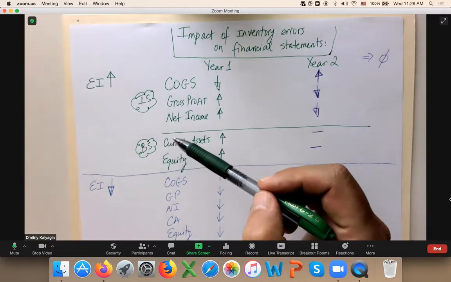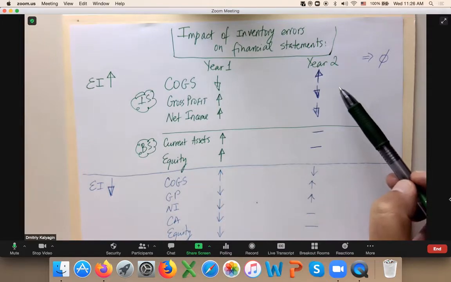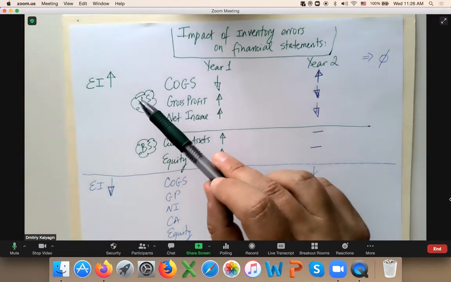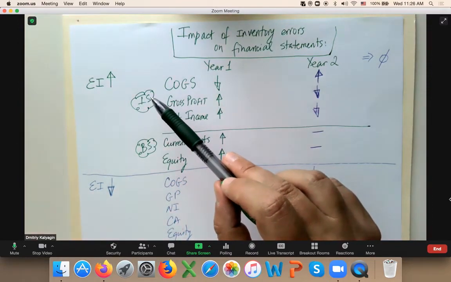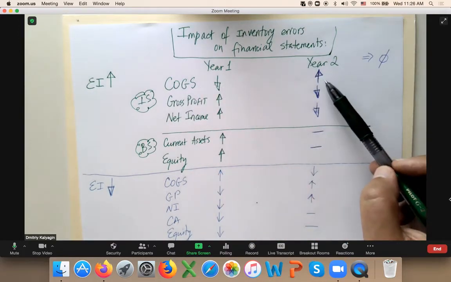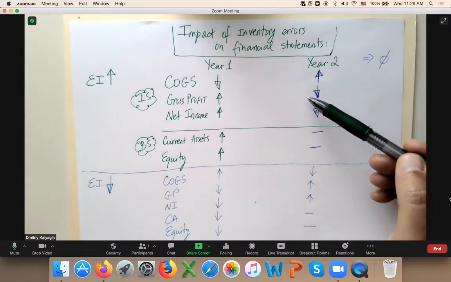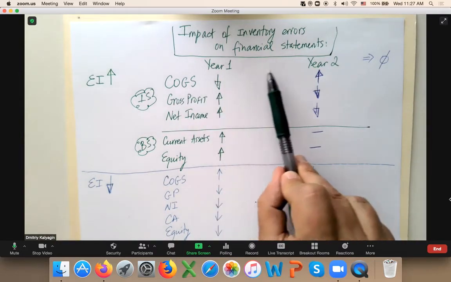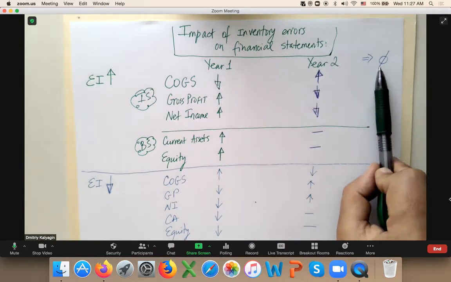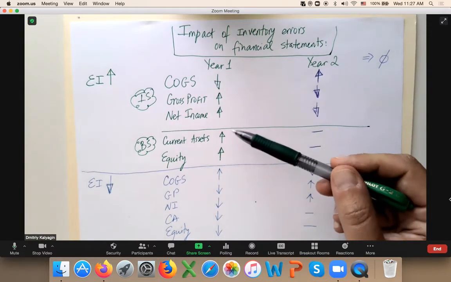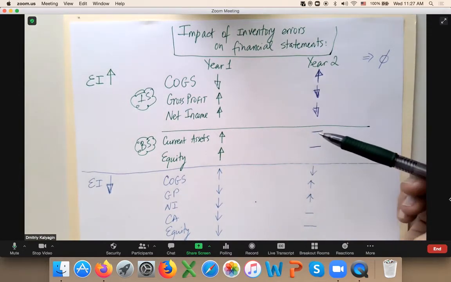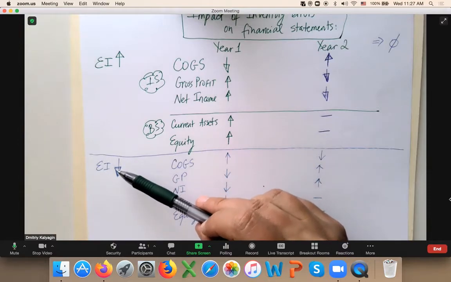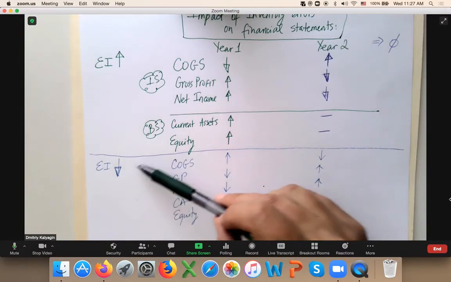In the second year, everything reverses, and because the ending inventory is too high, the beginning inventory will be too high, so the cost of goods sold the second year will be overstated, gross profit therefore will be understated, and net income will be overstated. And again, if you don't correct the error for 2 years, it will zero itself out. The balance sheet items are not impacted for the second year, so there's no impact of the mistake for the second year.